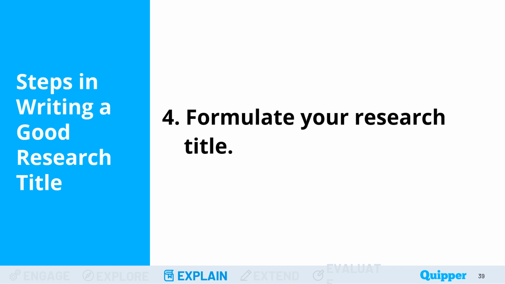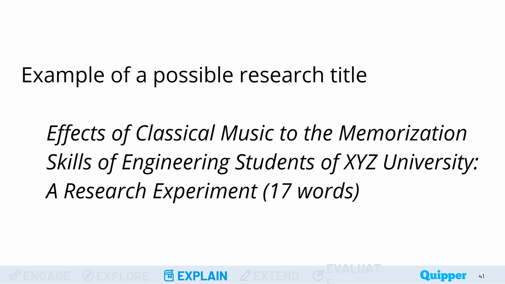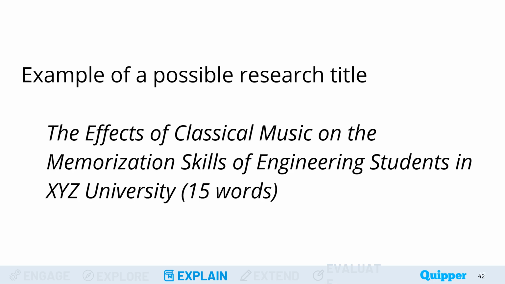Fourth, formulate your research title. Okay, example of a possible research title: an experimental research on the effects of classical music to the improvement of memorization skills of engineering students of XYZ universities. Another one, effects of classical music to the memorization skills of engineering students of XYZ University, a research experiment.